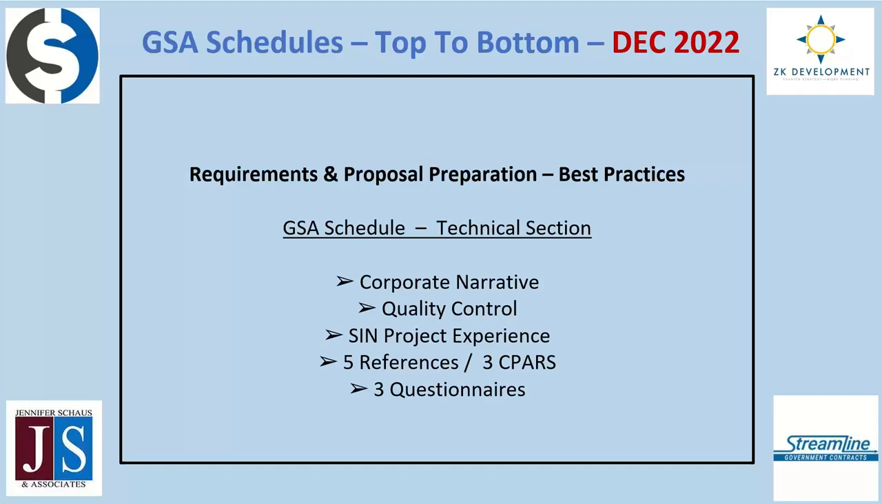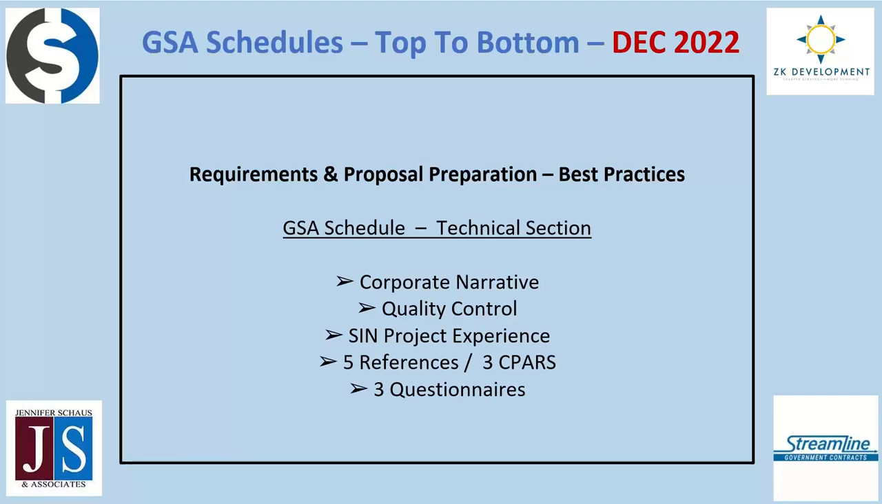Technical section, you've got about six or seven questions in each of the corporate narrative and the quality control sections. The corporate narrative asks about executive experience, number of years in business, and just your corporate background. Quality control will be asking you about the processes and procedures that you have in place, how you deal with multiple contracts simultaneously, and how you deal with any errors that are encountered in your business.